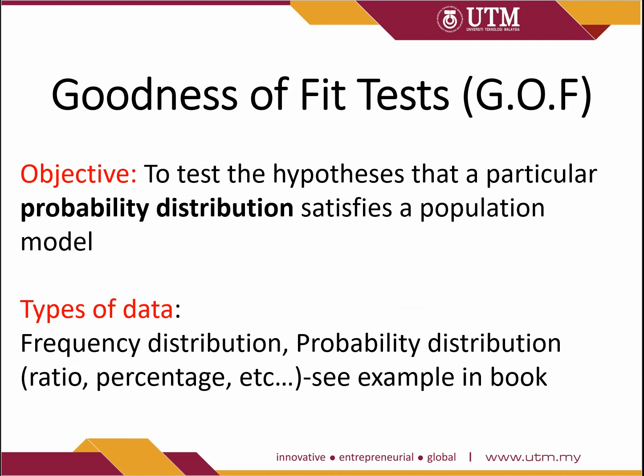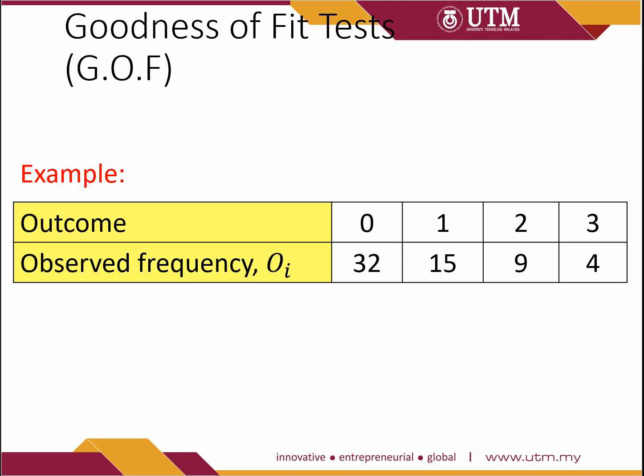For the goodness of fit test, the objective is that we want to test the hypothesis that a particular probability distribution satisfies a population model. Some types of data that we have been using are the frequency distribution or the probability distribution, such as the ratio, percentage, and sometimes also normal, Poisson, and binomial distributions. Okay, so this is the example of the goodness of fit test.